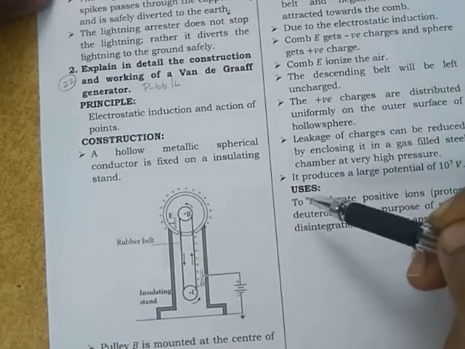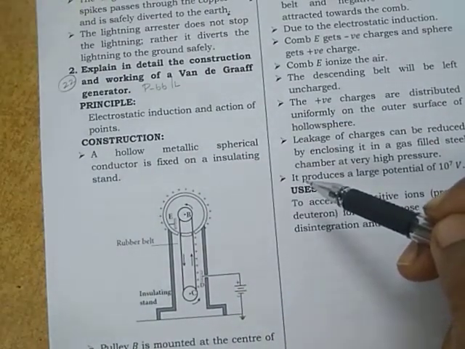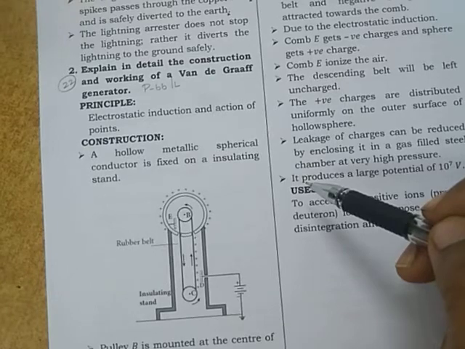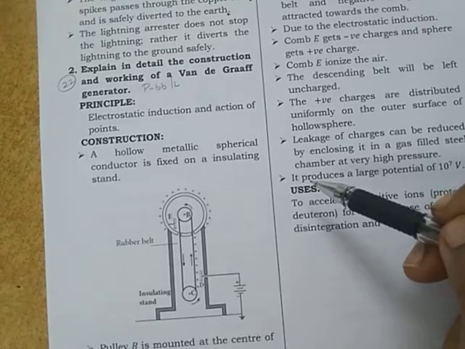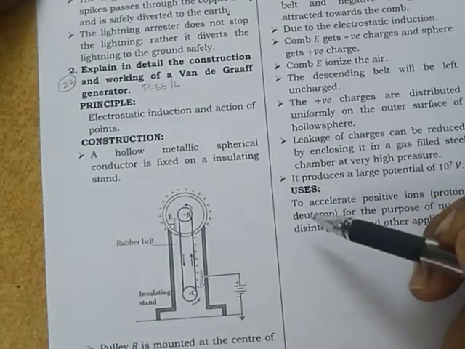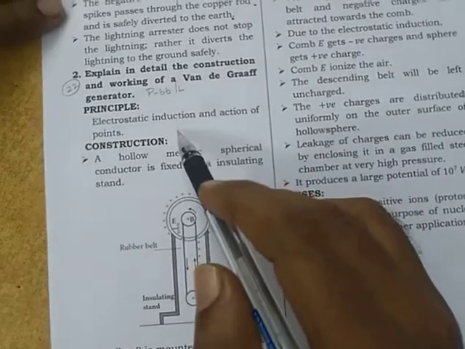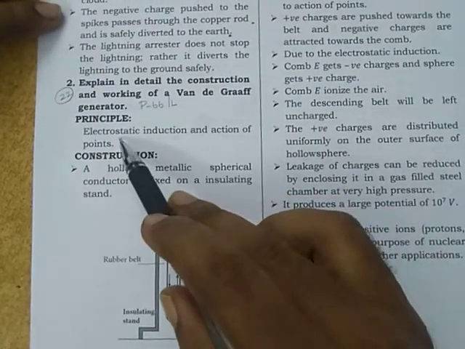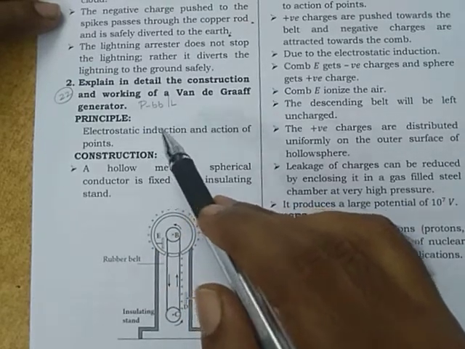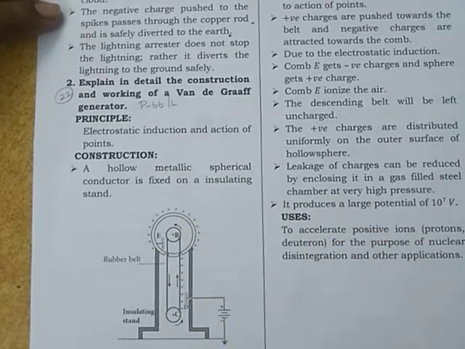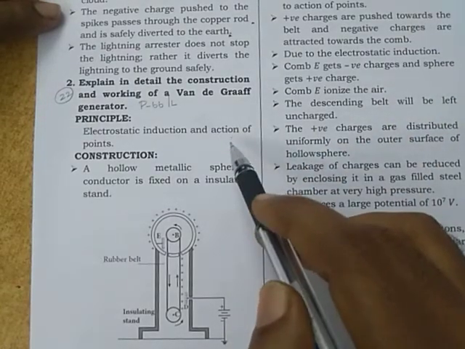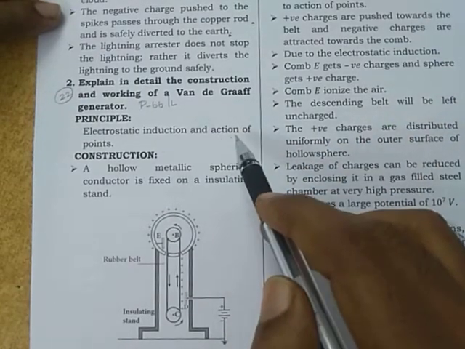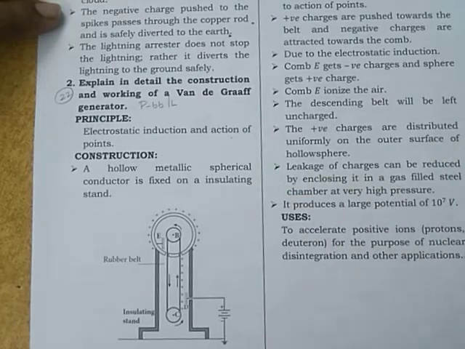For this question we need to know only 4 things. First one is principle, then construction, then working, then uses. First of all, it works on the principle of electrostatic induction and action of point. We know electrostatic induction means producing charges without actual contact. Action of point: at the sharp edge of a charged conductor, the charge will leak.